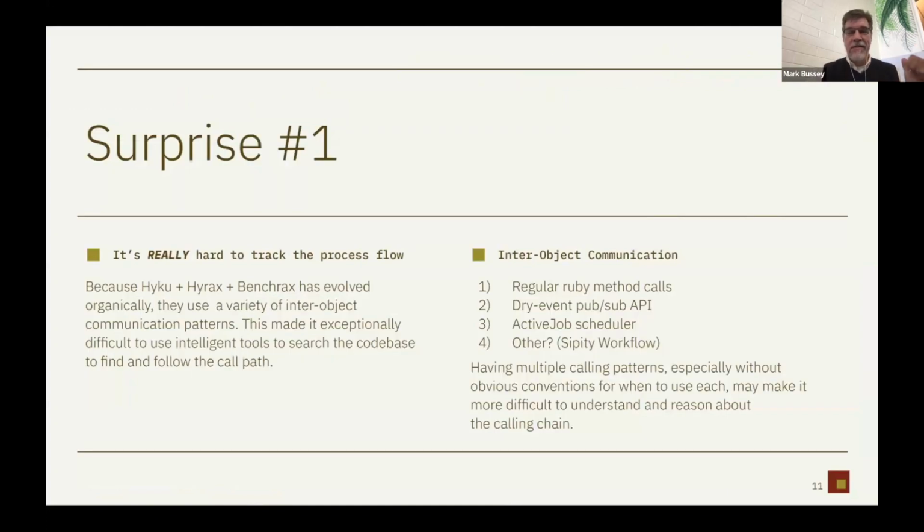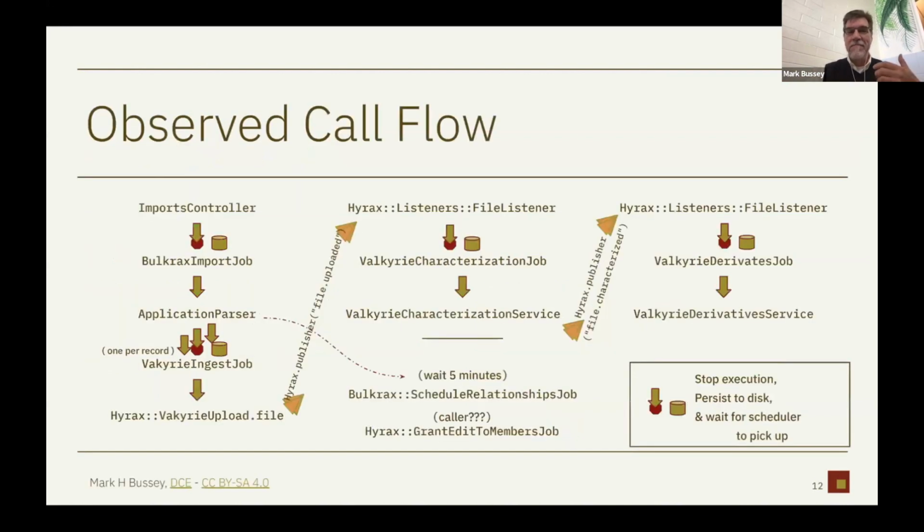The first roadblock that I ran into is that it's really, really hard to sort out the process flow here, because this is three different code bases, Bulkrax, Hyku, and Hyrax, that have all evolved over time and have all kinds of different ways of making inter-object calls. So it was hard to think about. It was hard to search the code. It was hard to use tools that are usually good at searching the code for figuring out how this worked.